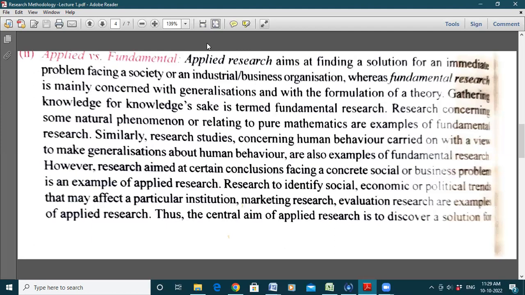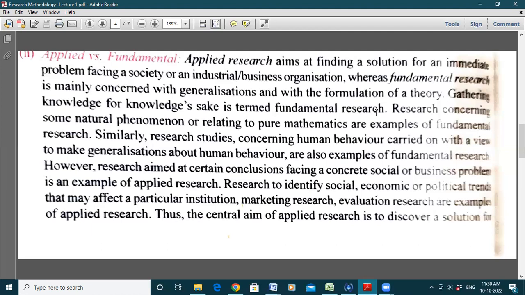Gathering knowledge for knowledge's sake is termed as fundamental research. Research concerning some natural phenomenon or relating to pure mathematics are examples of fundamental research. I hope some of you are from basic science, and most of you may have heard about applied mathematics and pure mathematics, right? And the research with regard to pure mathematics falls under fundamental research.